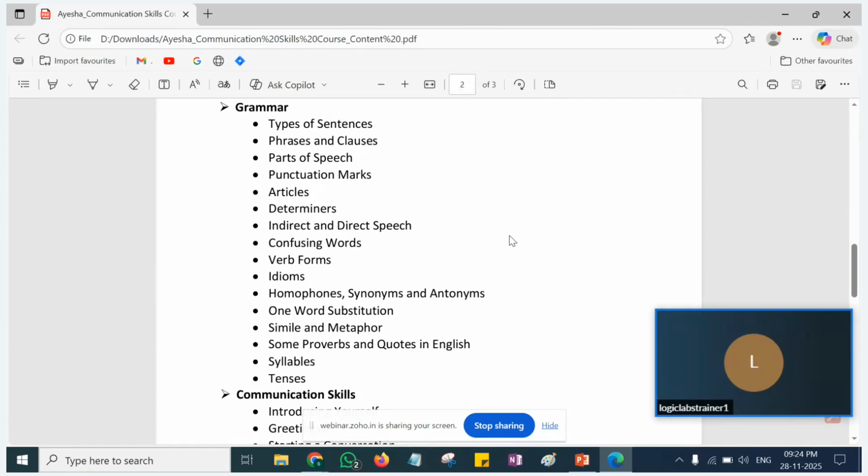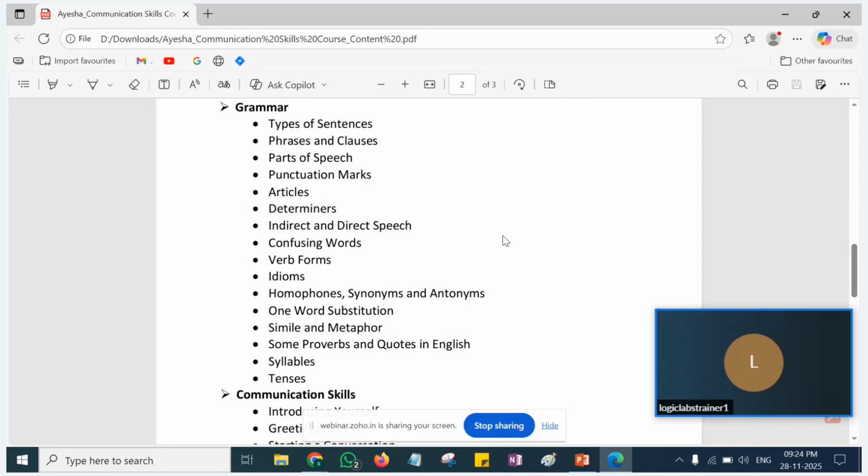How many types of tenses are there? What are the rules of the tenses we have to use based on the particular tense, based on the past, present, and future? How is the past participle different from the present participle? That we're all going to discuss in the grammar.